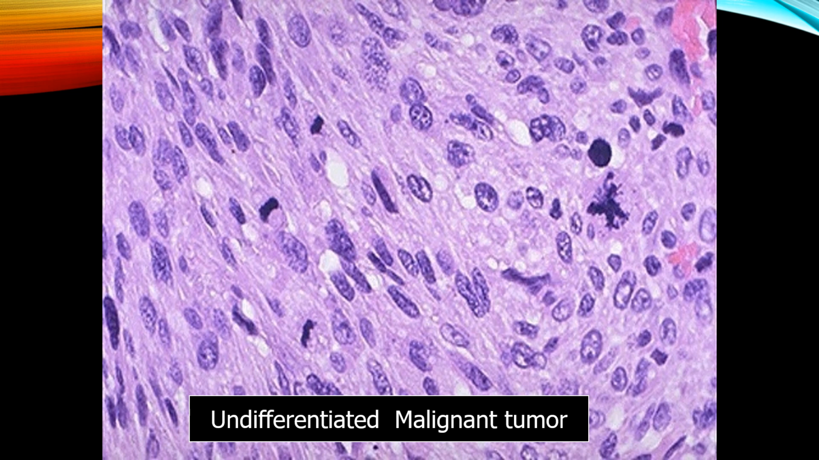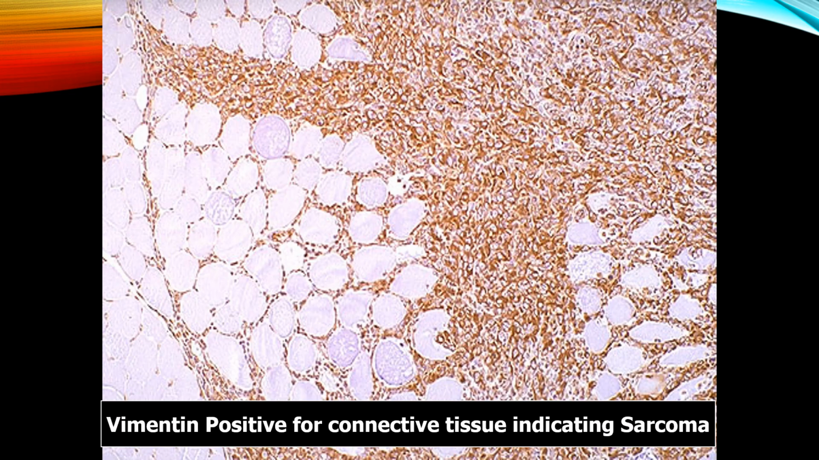Also here we have an undifferentiated malignant tumor, which, as you can notice, has atypical mitosis, high-grade atypia, and other features of malignancy. So as such, when we have this undifferentiated tumor, we need to do immunohistochemistry. And here we have vimentin positivity. Vimentin positivity is not that specific, but it is usually seen in connective tissue related tumors, which are sarcomas. Connective tissue tumors, the sarcomas, usually are vimentin positive.